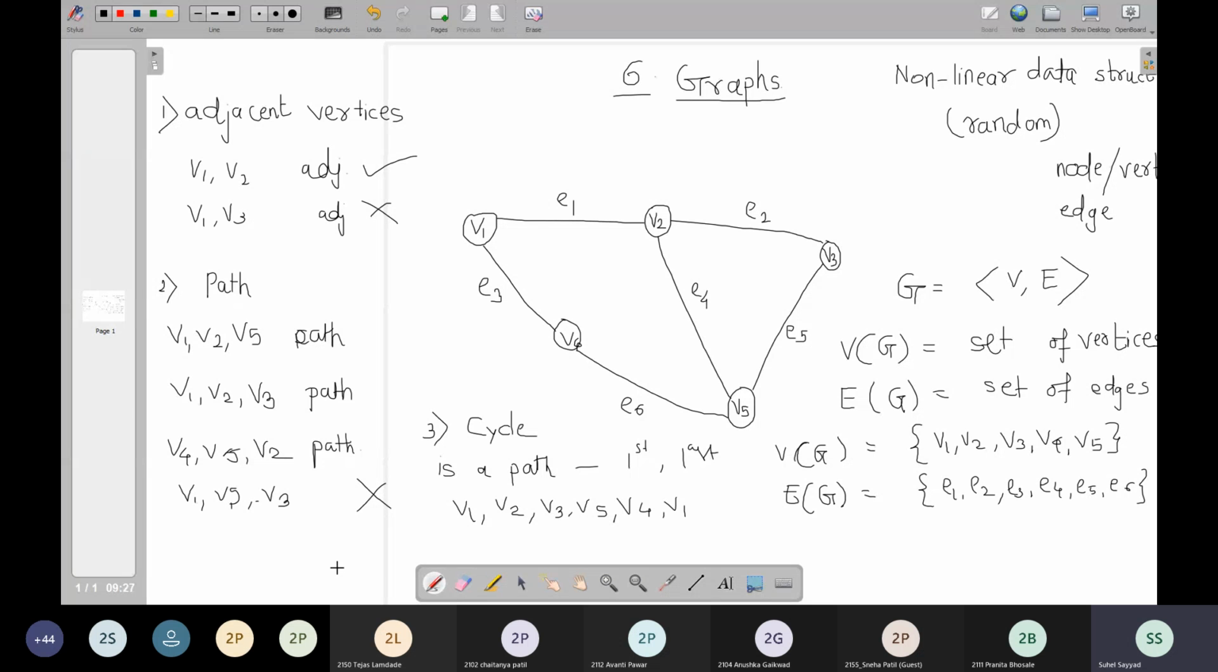Is the definition of cycle understood? Am I audible, students?